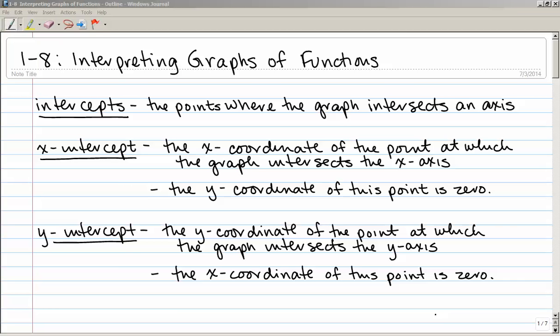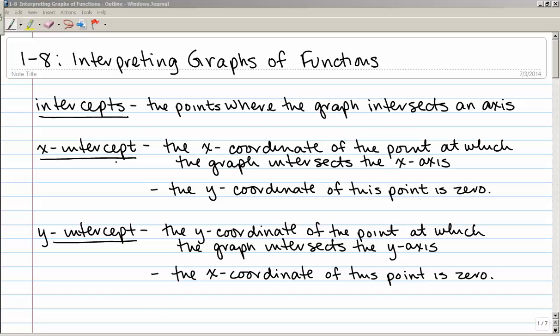Section 1.8 is on interpreting graphs of functions. In this section, we're going to go over a lot of vocabulary terms and how they apply to graphs of functions. The first one is the intercepts, and that sounds a lot like the word intersect, and it kind of means the same thing. The intercepts are the points where the graph intersects an axis. Where does it cross either the x or the y axis?